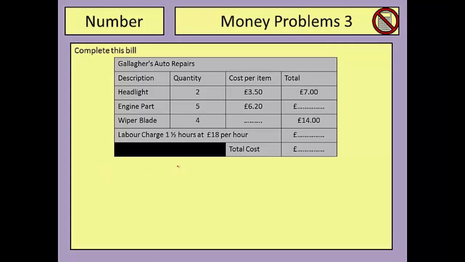This video is looking at Money Problems Part 3. Make sure you've watched the first two parts in this series before carrying on with this video. In this example, we're going to look at specifically complete the bill type questions. They always look very similar to this.